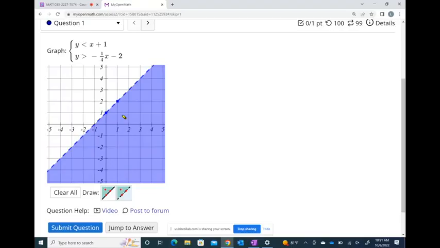Now we tested 0, 0, and we saw that it works, so that means this region is a good one because 0, 0 is here, okay? So I'm just gonna click whatever you want here. For example, I'm gonna click 0, 0, but it doesn't matter. You can click any point you want. All right, so we have that.